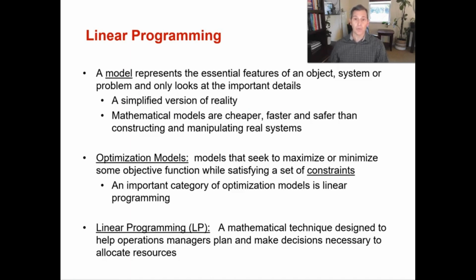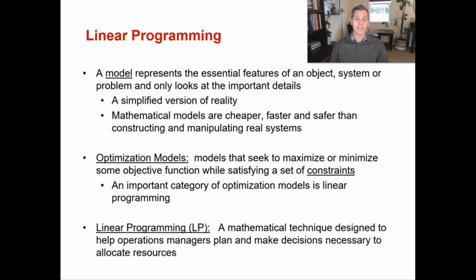With linear programming, we need to know a few fundamental definitions. The first one is, what is a model? A model represents the essential features of an object, system, or problem and looks at the important details of that model. It's a simplified version of reality. These mathematical models help us to calculate out, essentially finding our answer. They're fast, they're cheap, and they're safe because we can look at real data and manipulate them as we get new data. As things change, we can revise the model and it will then revise the output of that model.